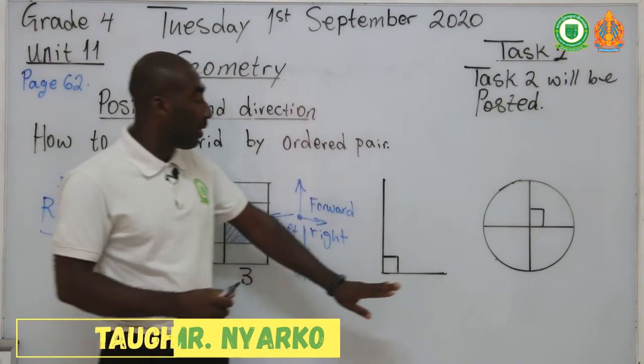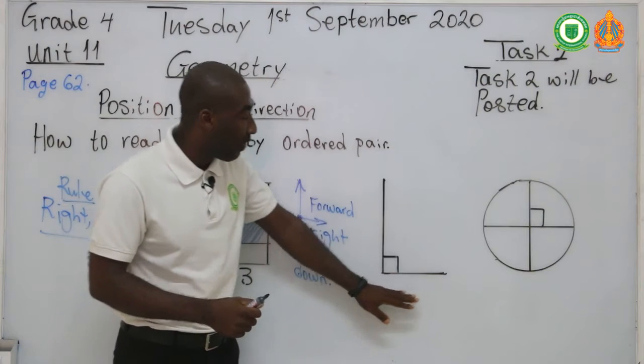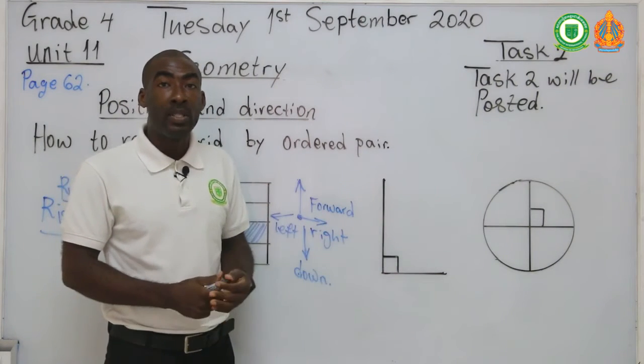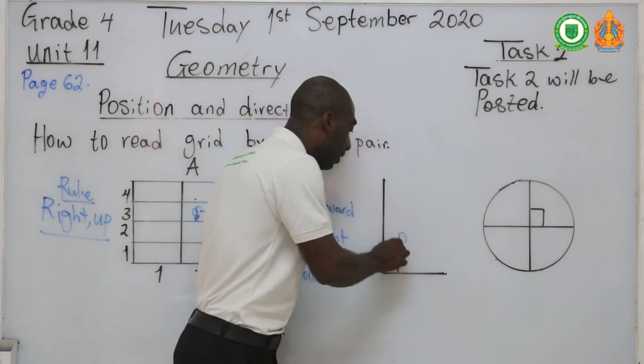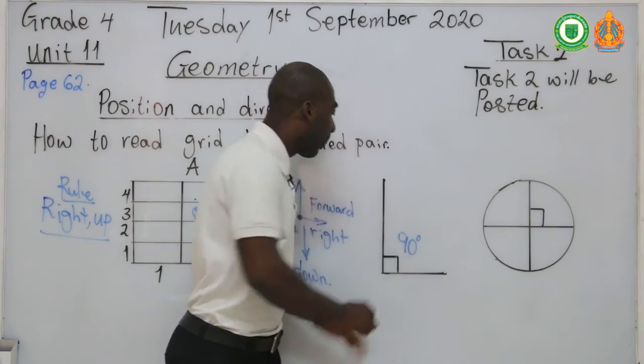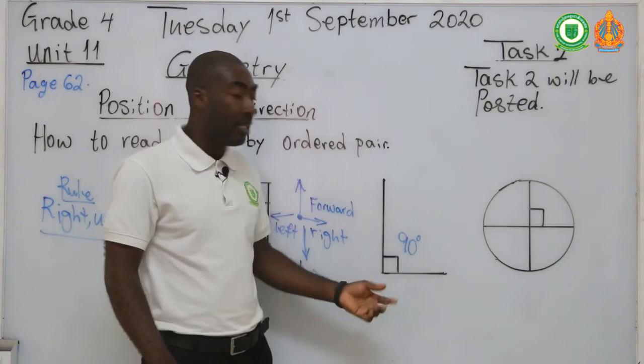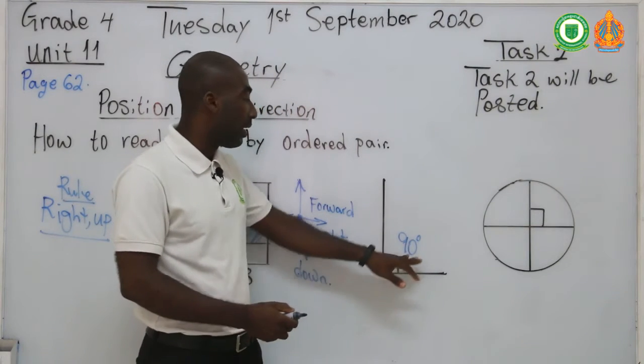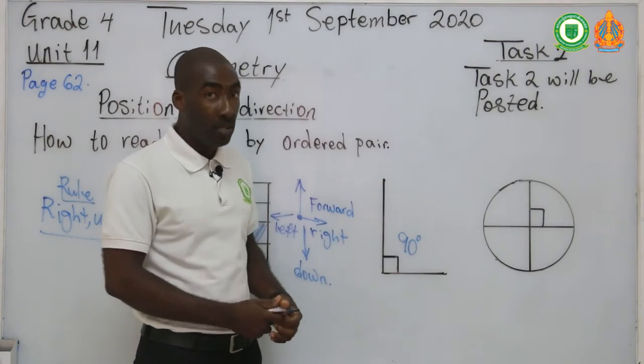Okay, so we're going to look at our right angle again. Whenever you see this sign, it means that you are dealing with a right angle, which is always 90 degrees. Don't forget that. So either it is written or not written, the moment you see this square inside, it means that you are dealing with 90 degrees.